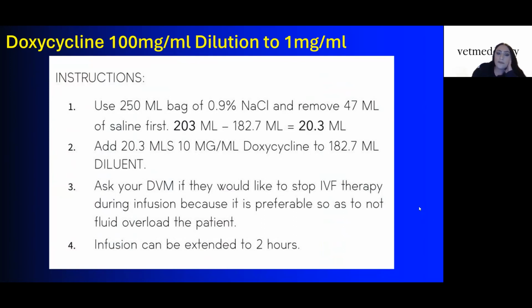Use a 250 mil bag of 0.9% NaCl and remove 47 mils of saline first. So 203 mils minus 182.7 mils gives you 20.3 mils, which is the amount of doxycycline that we calculated. So add 20.3 mils of the 10 mg per mil doxycycline to 182.7 mils diluent. And then you will have a 1 mg per mil solution.